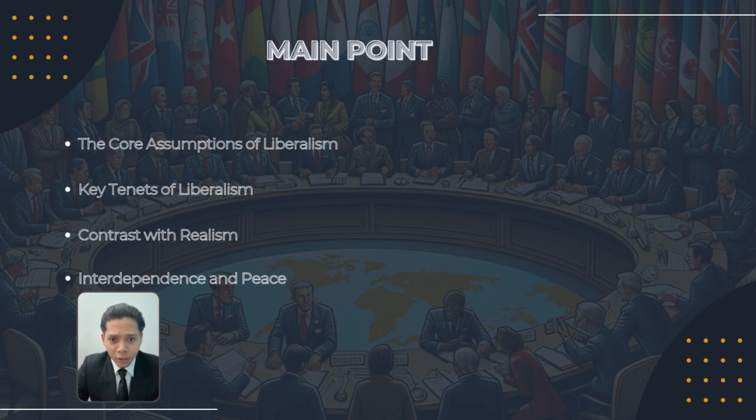The second main point is key tenets of liberalism. To advance peace and collaboration, liberalism in international relations supports global institutions, trade, and democracy. Because democracies are open and accountable, conflicts are less likely to happen. A fight would be damaging to all parties. Trade and economic links reduce the potential of war.